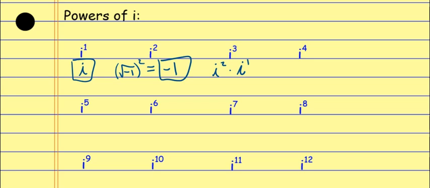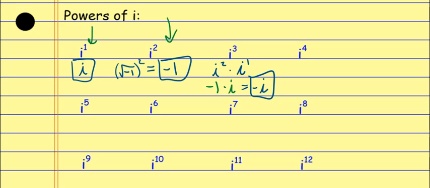And I already know from the previous question right here that i to the second is a negative 1. I already know from this question over here that i to the first is just an i. So what I have is negative 1 times i. In other words, i to the third ends up becoming a negative i.